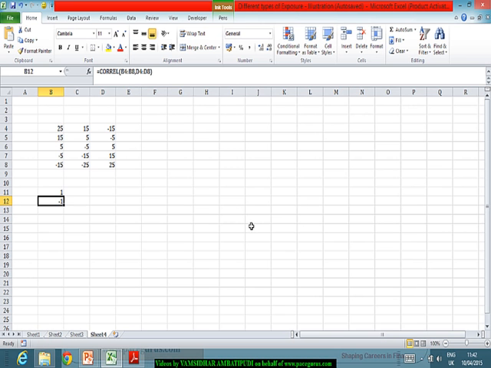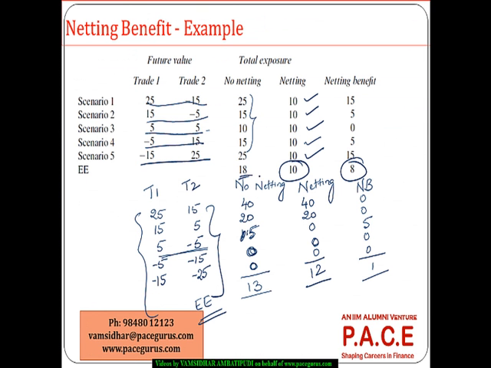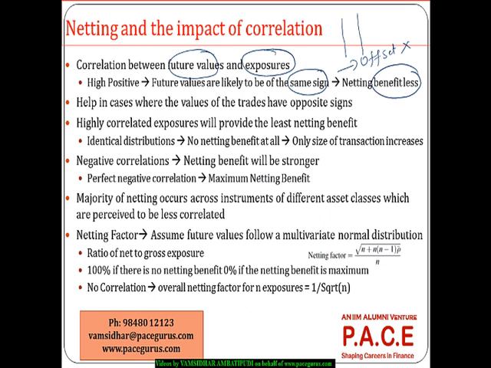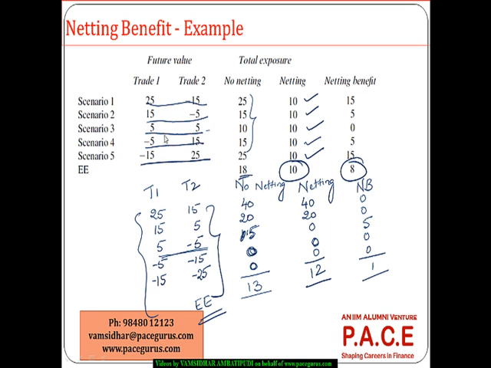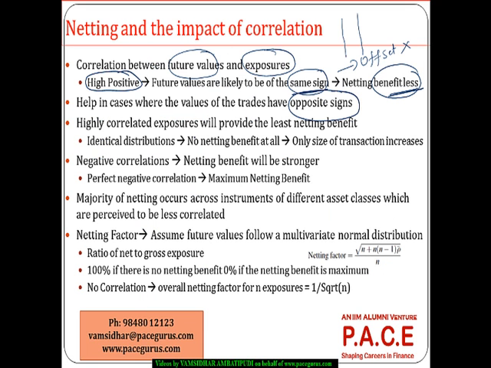So the benefit is much higher if the correlation between the future values is much lower. That's one important point. If the correlation between the future values is high and positive, the future values are expected to be of the same sign, so the netting is not much beneficial. Only when you look at exposures with opposite signs, which we see in many cases, is the netting really providing a very good benefit.